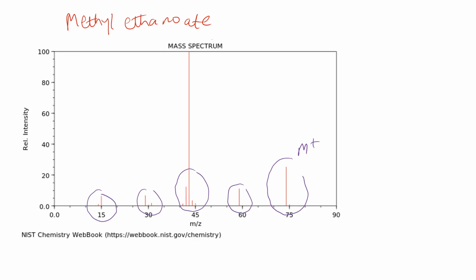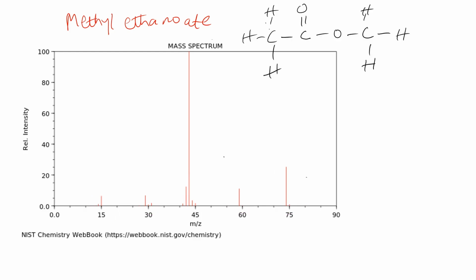Right, so let us draw the molecular structure of methyl ethanoate. So this is methyl ethanoate. Let's look at the fragments and identify the ones that correspond to the peaks here. First, what we do is number the carbon atoms. We have 1, 2, and 3.